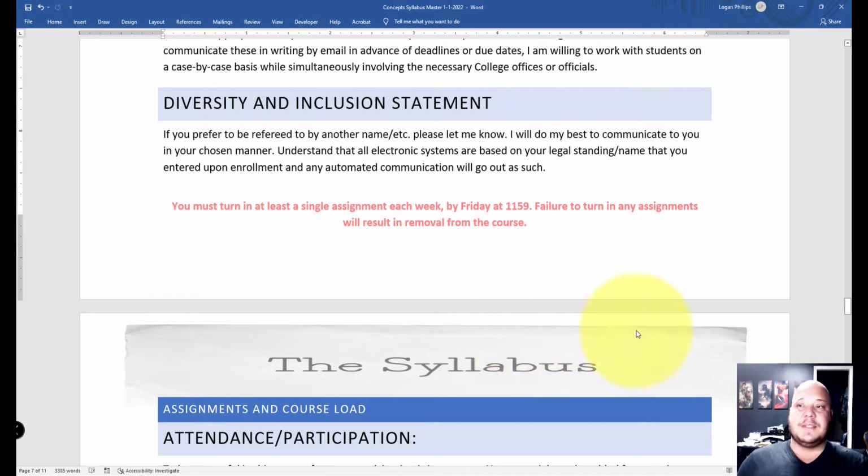Diversity inclusion statement. If you prefer to be referred by another name, let me know. I don't care. However you want to feel comfortable. I don't care if it's a nickname or you've chosen a new name. I will gladly do my best to call you that.